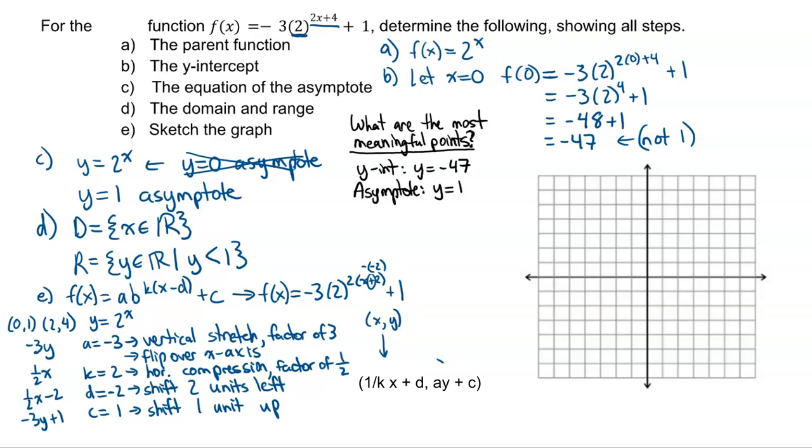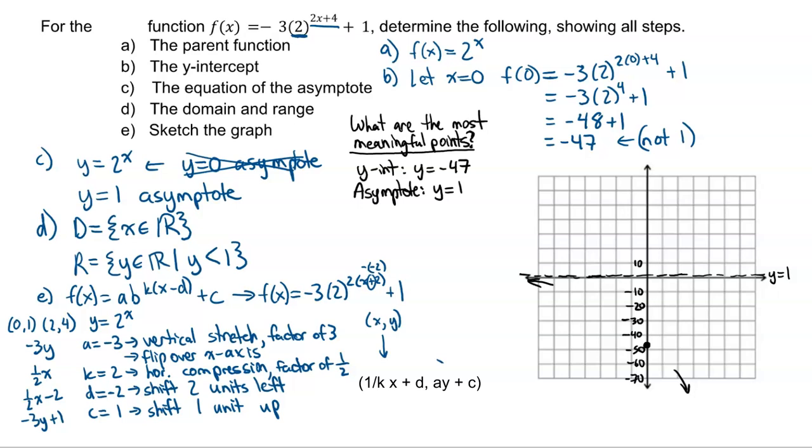The other key thing we want to look at is the asymptote y being 1. And so because of that, I'm going to go up and down by a scale of 10. And I'm going to go with an x scale by 1. And I'm going to label my asymptote at y equals 1. And so I know that it's coming from below. It's going to go through negative 47. It's going to look something like that.